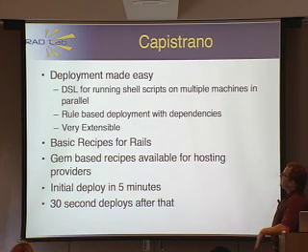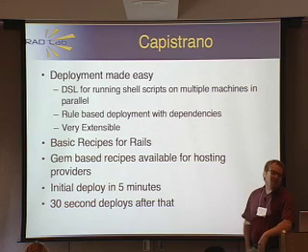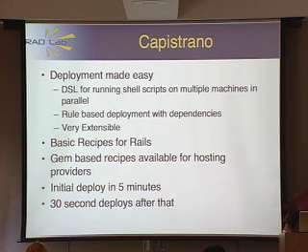So it's all rule-based, and one of the nice things is I can change any of the actions. I can put before and after actions in there. There are some basic recipes for Rails. The recipe that comes with it is for a FastCGI deployed application, but I'll show you how to do Mongrel. Actually, this thing is set up for Mongrel. And you can do your initial deploy in 5 minutes. And if I don't do my initial deploy in 5 minutes, something probably horrible has happened.